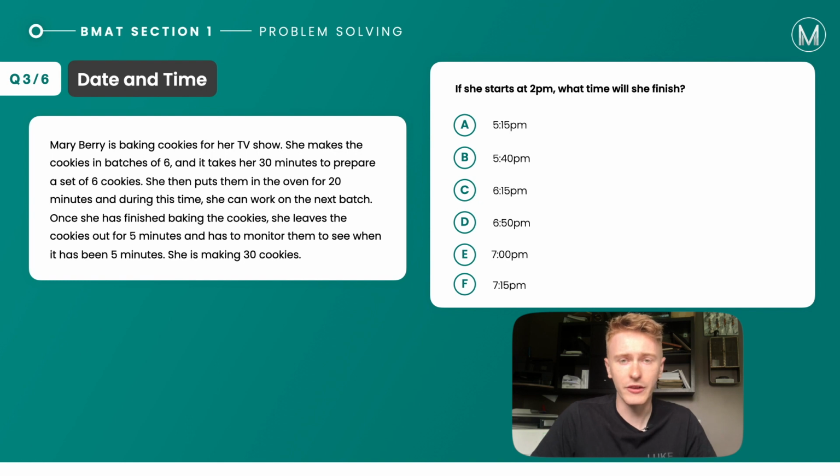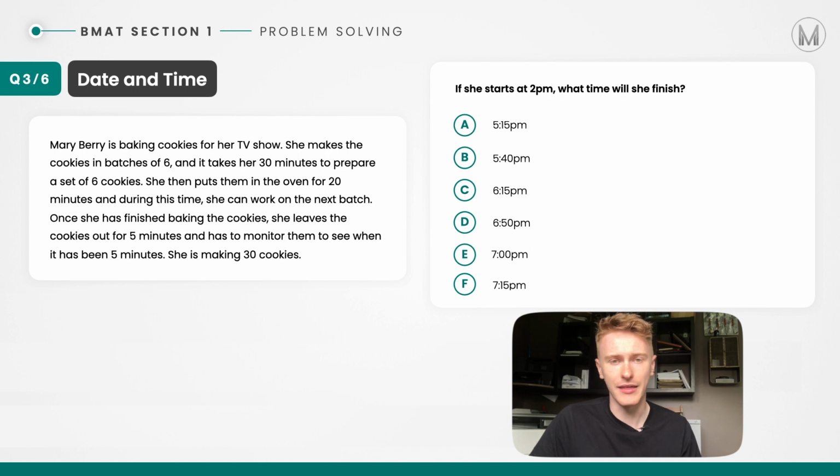So moving on to question 3 out of 6 with date and time. And this one is particularly looking at timings and a particular schedule. So pause the video now and have a go if you can. So let's go through this together then. So this question is about Mary Berry, which is great because everything to do with Mary Berry tends to be good. Now, we can highlight the important information.